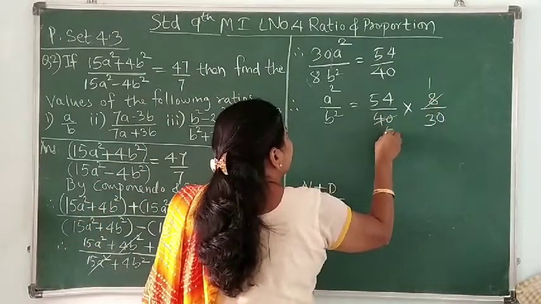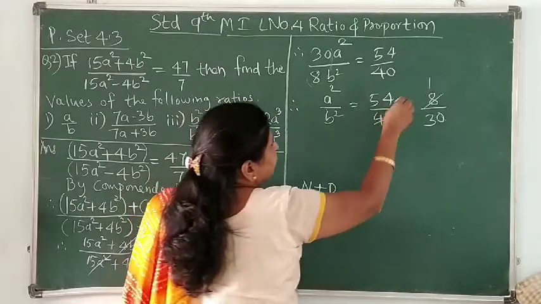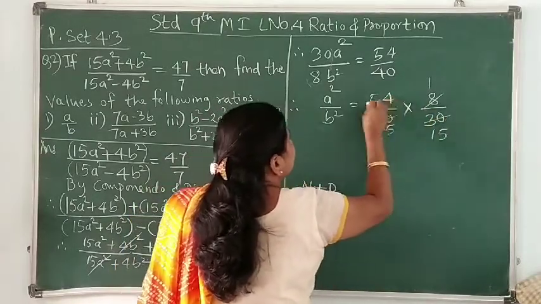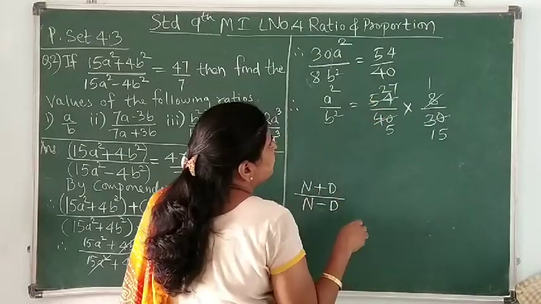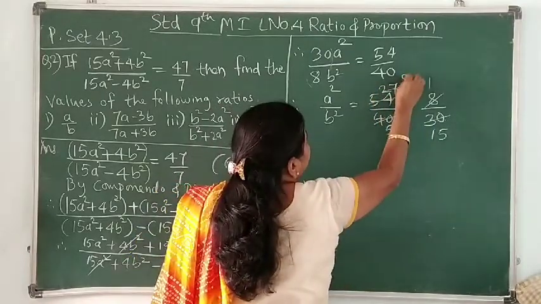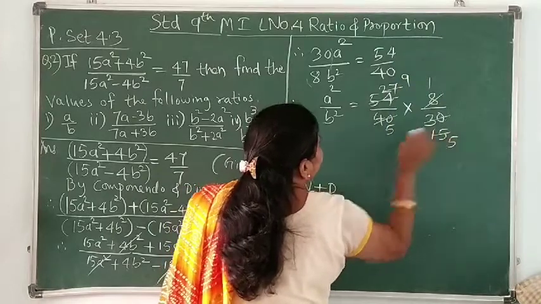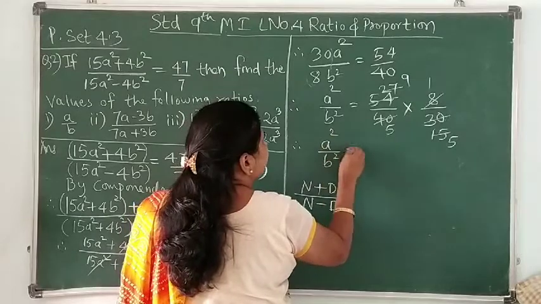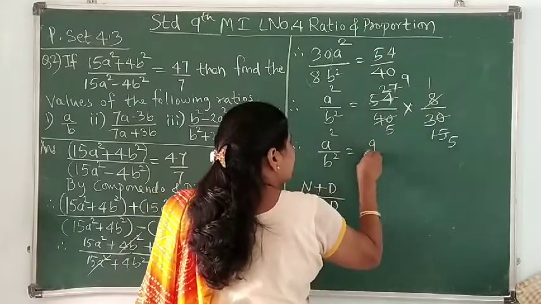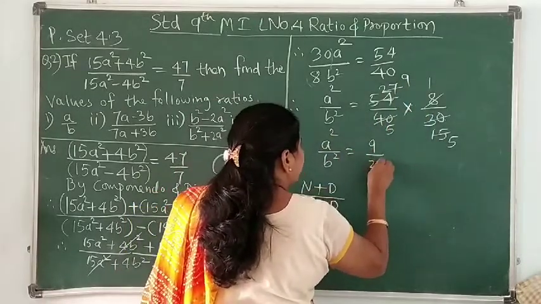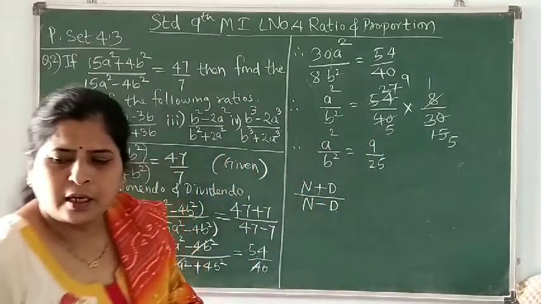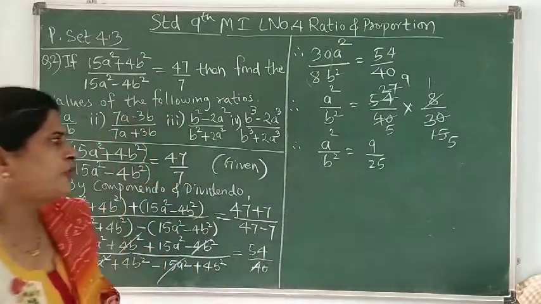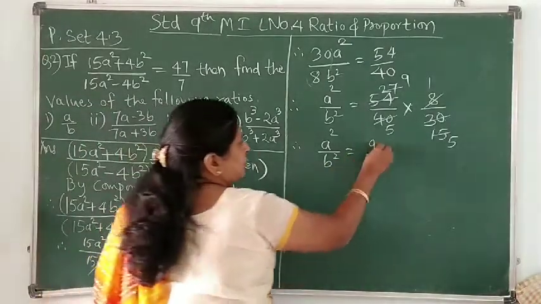8 ones are 8 and 8 fives are 40. Now if you want to divide this number by, say, 2, it's 15. Here it is 27. Again, if you want to divide by 3, 3 nines are 27, 3 fives are 15. Now you cannot divide it further. Therefore, a square upon b square is equal to 9 into 1, that is 9, and 5 into 5, that is 25. Now you can see that the numbers on the right side are perfect squares. They are 9 and 25.